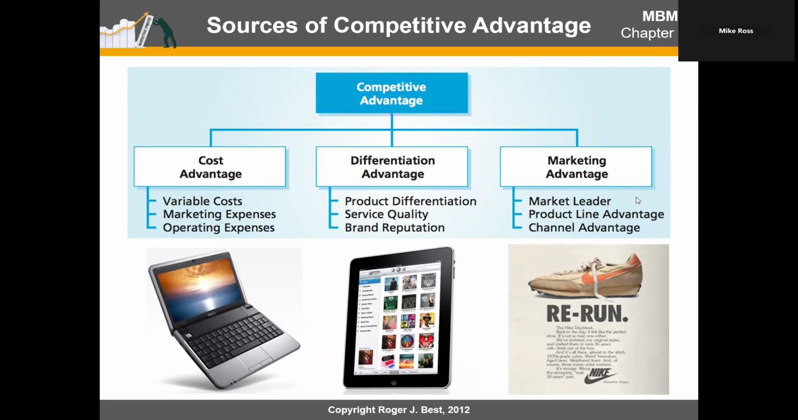So, am I a market leader? Do I have some kind of channel monopolistic advantage? Is my product line more broad than my competitor, right? As opposed to the cost advantage, which is one that we're fairly familiar with. We were talking about, for example, Dell versus Apple. We could think Walmart versus Best Buy, and again, these are 3 different sources of competitive advantage.